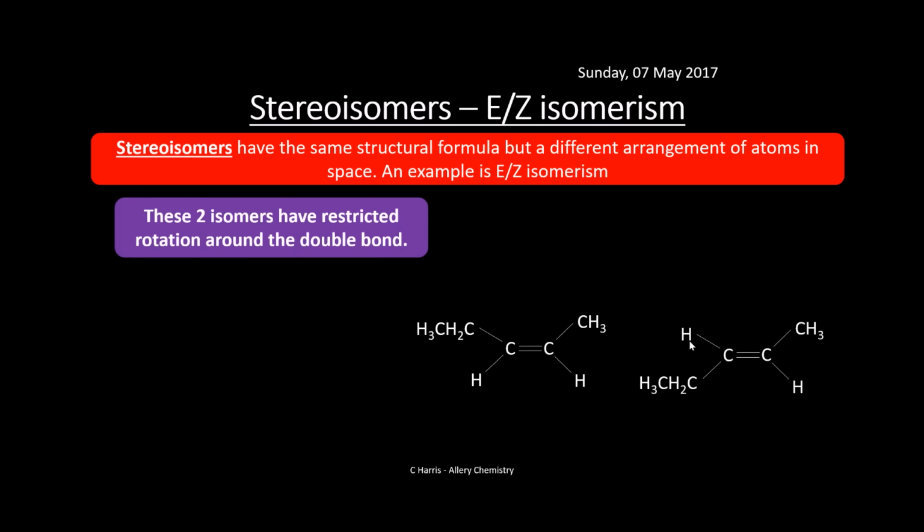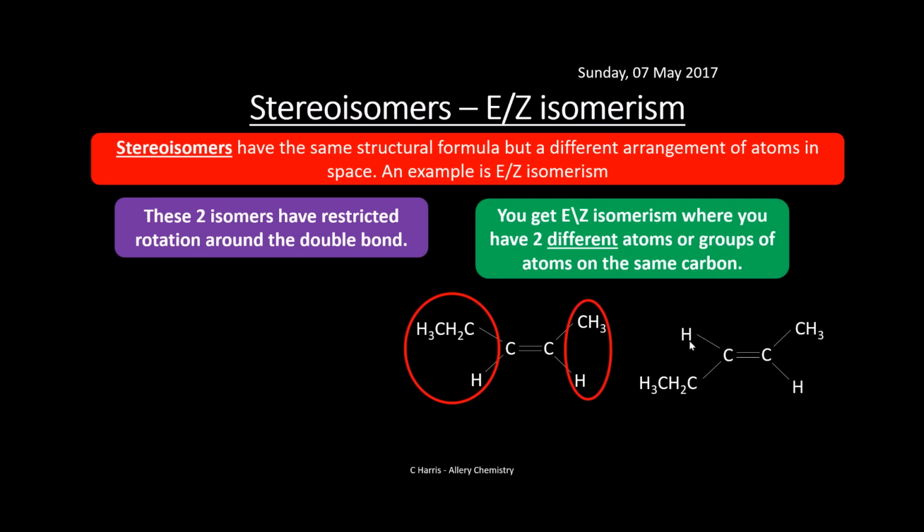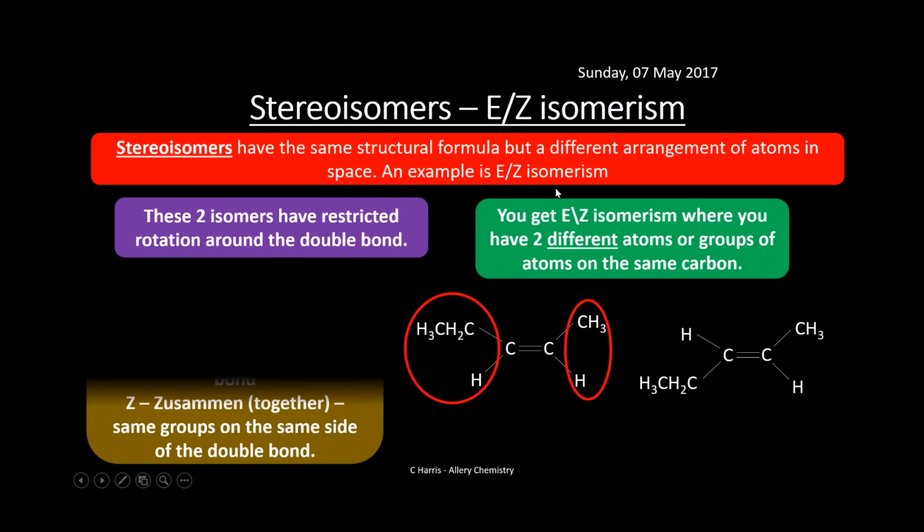So let's have a look. These two isomers have restricted rotation around the double bond. We get EZ isomerism when you have two different atoms or groups of atoms on the same carbon. If we look at these two here, there's this one and that one. These two are clearly different, and these two are different to each other. That's where we get EZ isomerism. If we had two hydrogens on the same carbon, we wouldn't get EZ isomerism. So we're looking for two different groups.